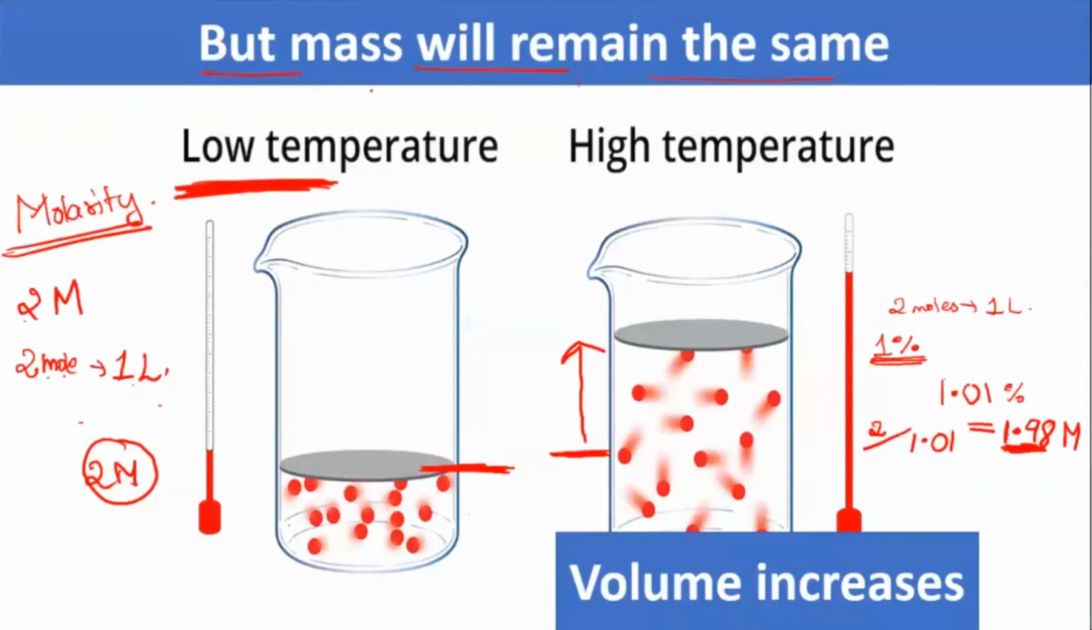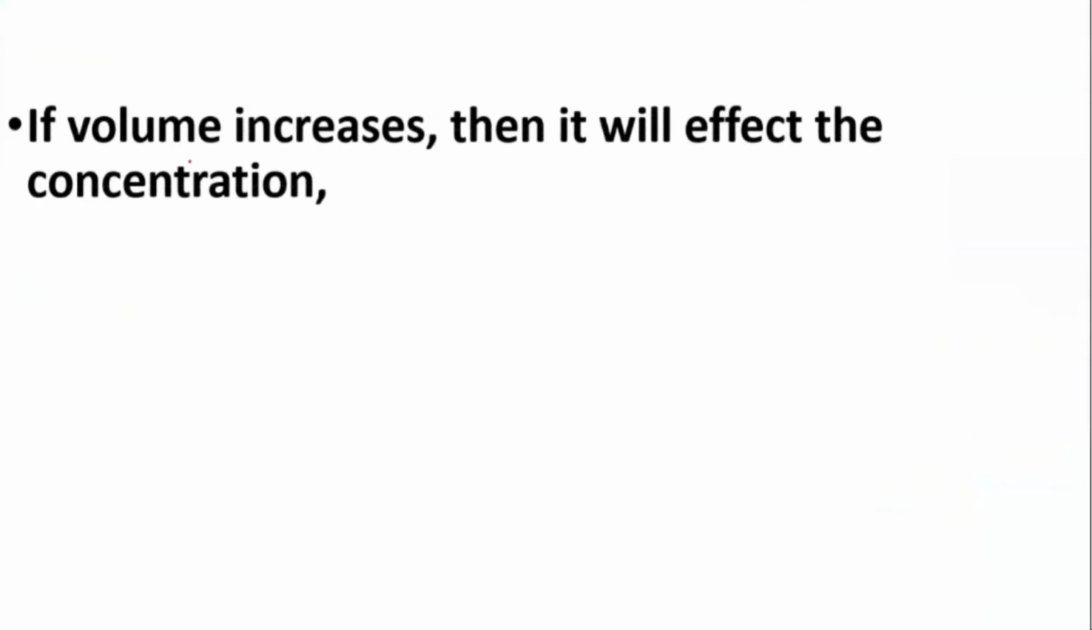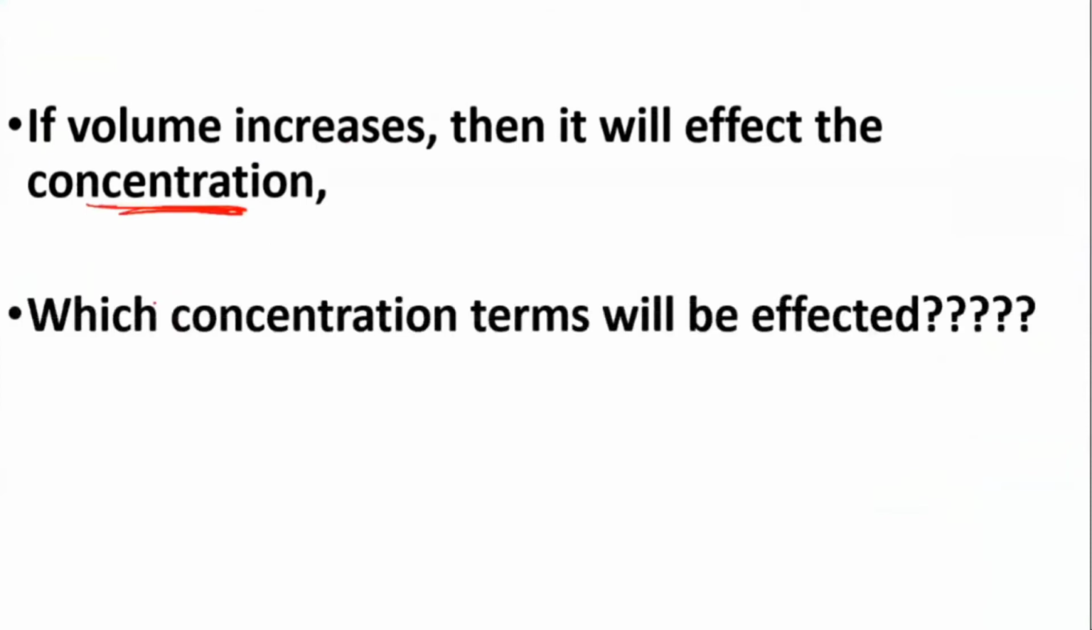And the mass will not be affected because you're not removing anything out. Mass remains the same, only the volume will change. So now you got to know that if the volume increases, then it will affect the concentration. You have seen in the case of molarity, just now I gave you one example. Now you have to discuss which concentration terms will be affected. You have learned 7 concentration terms, no? So which concentration terms will get affected now?